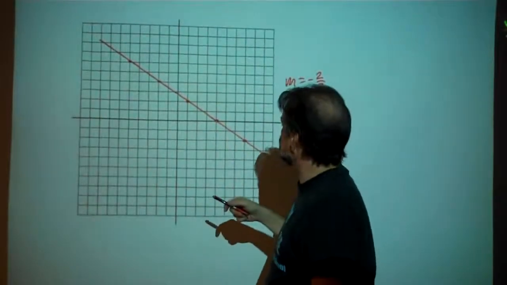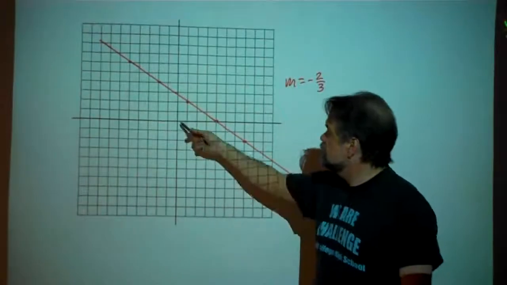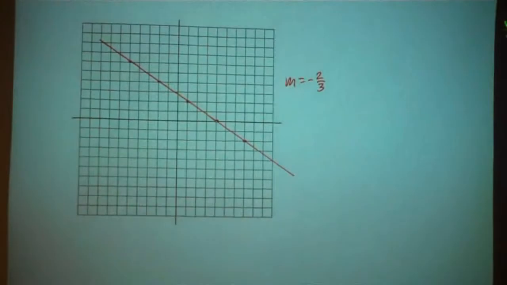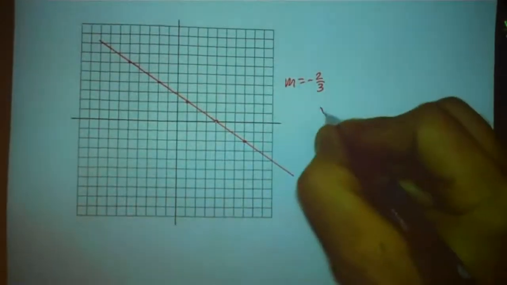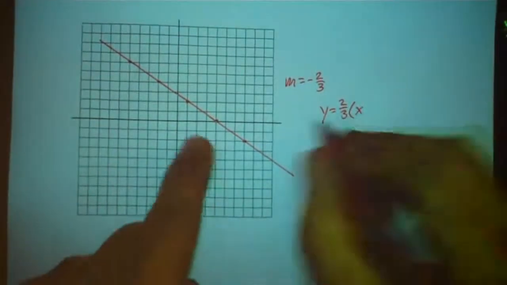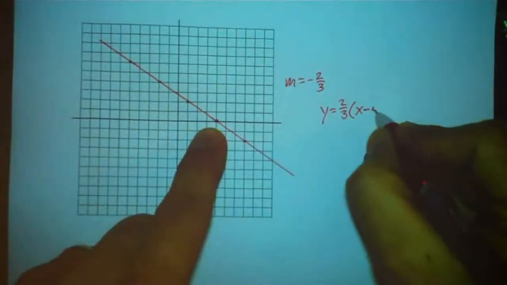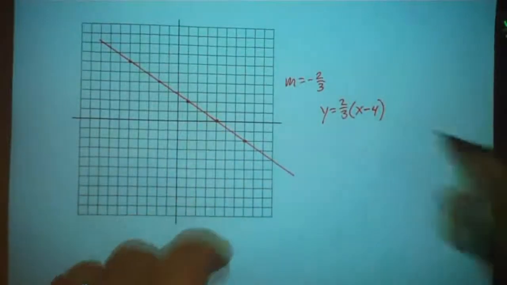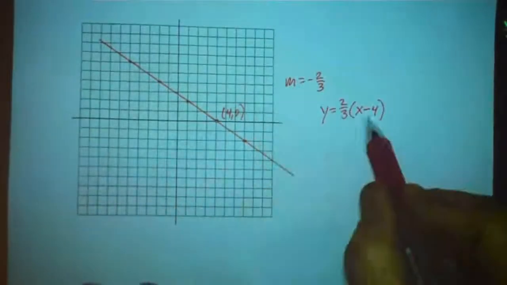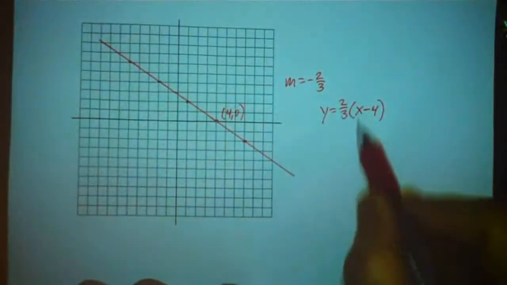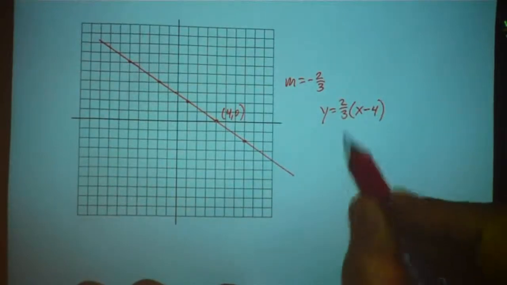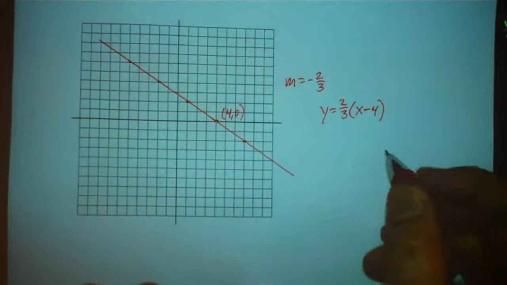Okay? So from what I've seen in the past, this goes through the point 4, 0, right? Well, what I saw in the past was, if I say y equals 2/3 times x minus whatever I have here, 4, then since this goes through the point 4, 0, if I put 4 in for x, I would have 4 minus 4 is 0 times 2/3 is also 0. This could very well do the trick.